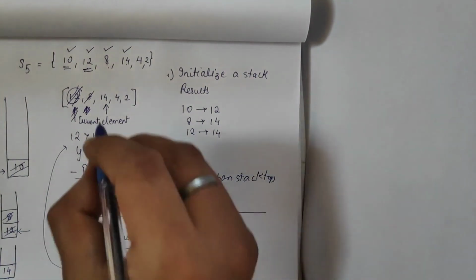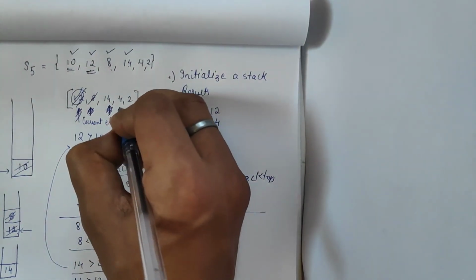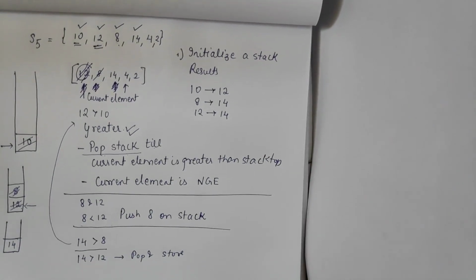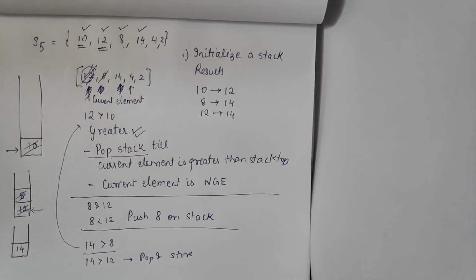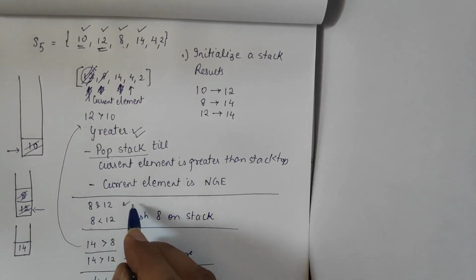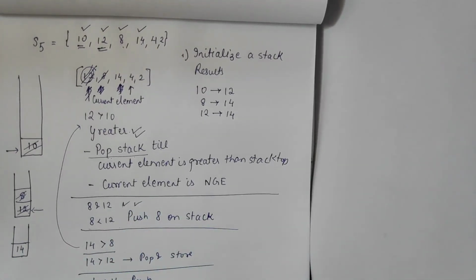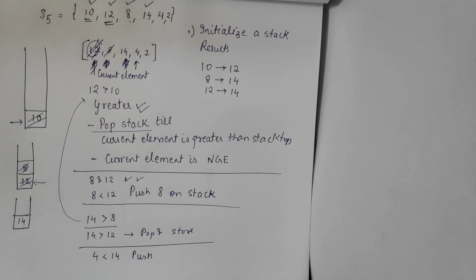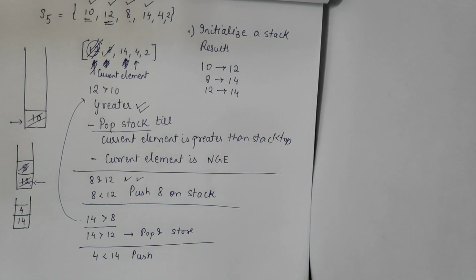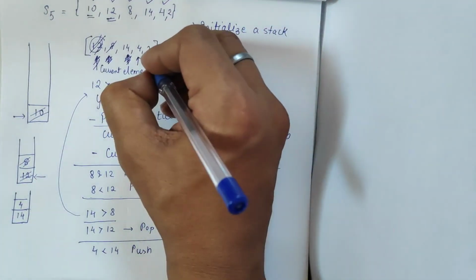Now what will be the current element? The current element is 4. 4 is less than 14, so in this case we push. So now we push 4 in the stack. Now what is the next element to be pushed? 2.